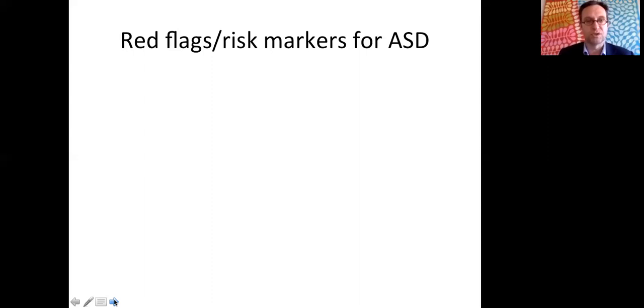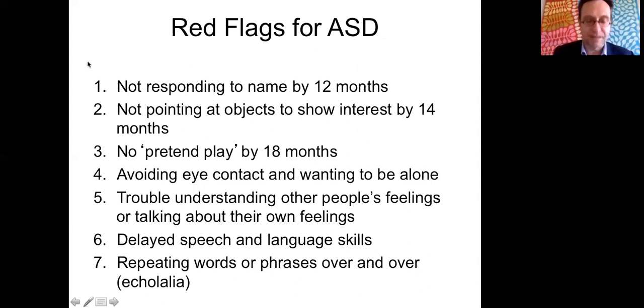Number one is not responding to name by 12 months. From very early on, babies, if you call their name, will orient towards you. They will look towards you, and often they will then smile. They'll make eye contact and smile. If a child doesn't respond to their name by a year, that's a red flag. If they don't point at objects to show interest, mommy, look, and usually they look back to see if you're looking where they're pointing. By 14 months, it's a very typical developmental milestone. If children don't do that, it's a red flag.